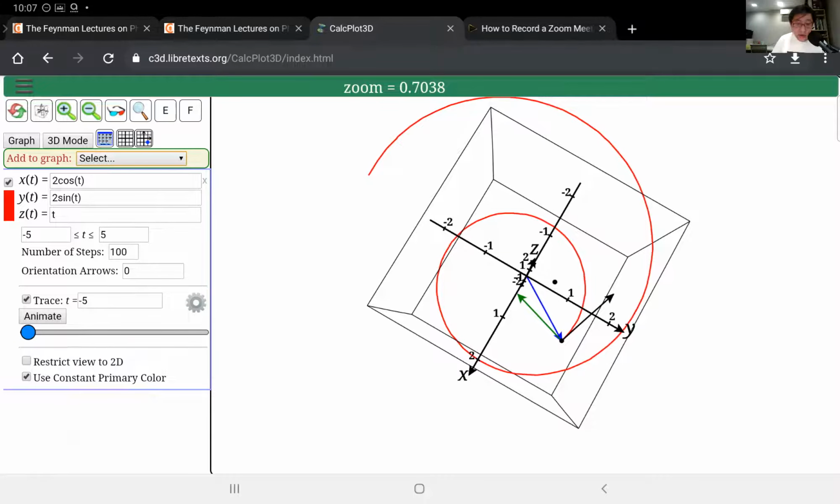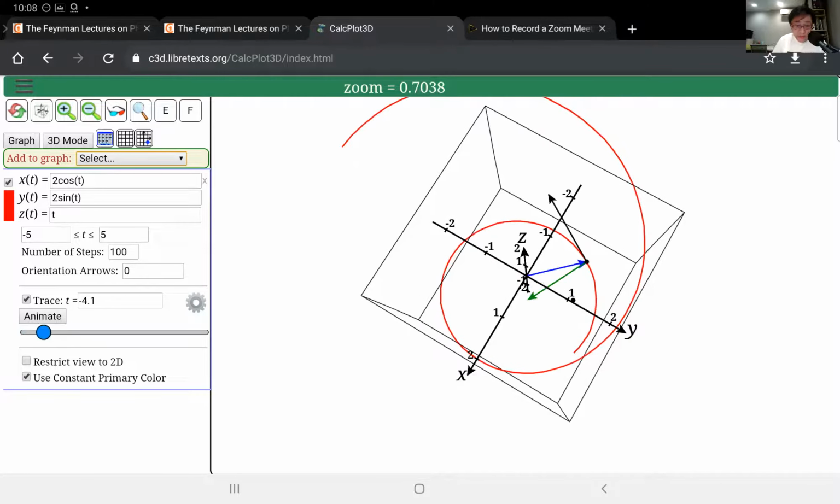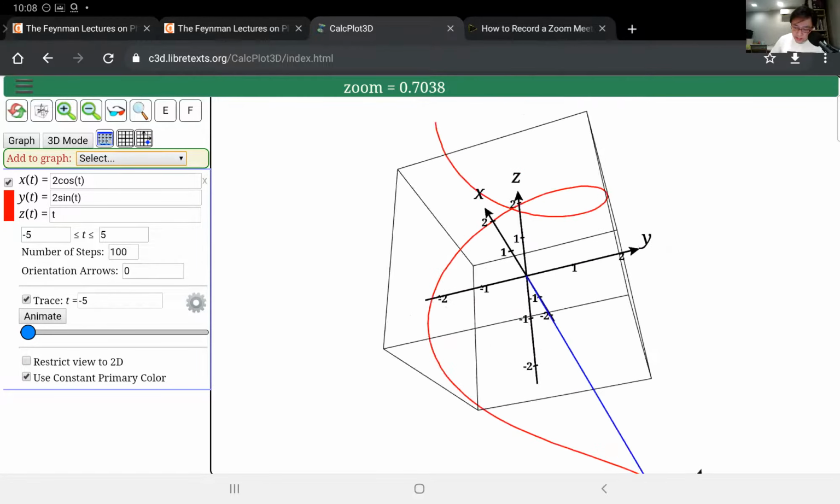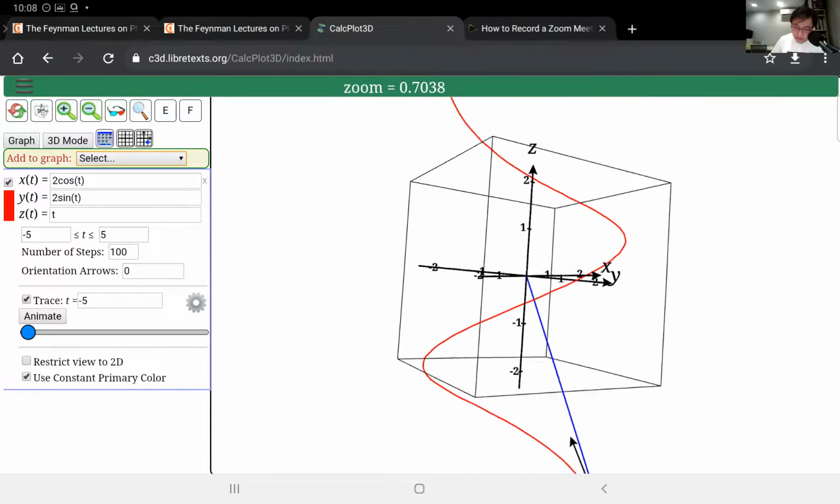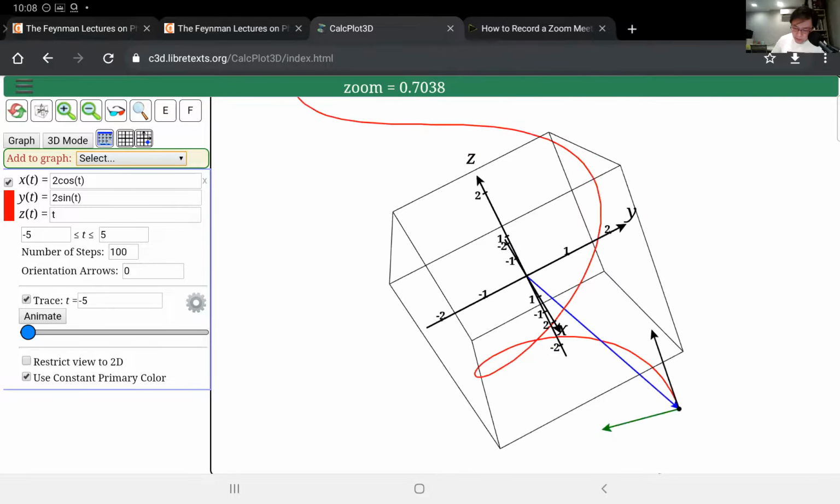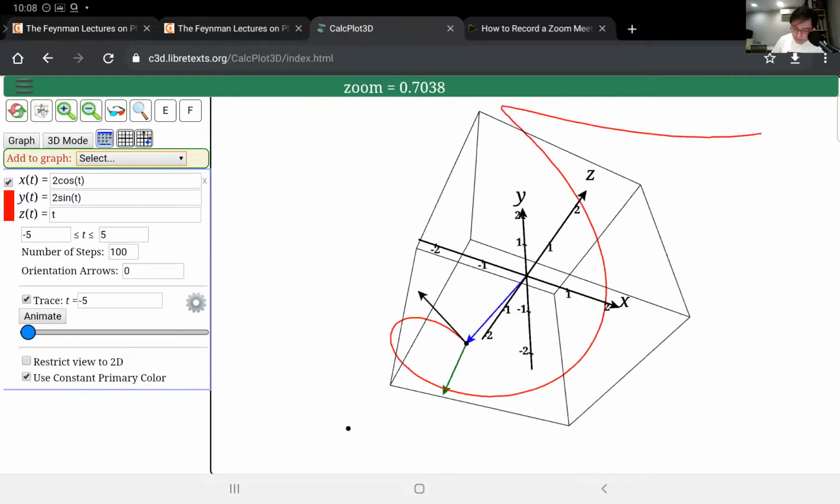When you select that, you can have the x component, y component, and z component written in terms of the parameter t. I'm going to use the latest exercise here. I'm just going to put x equal to 2 cosine t, y equal to 2 sine t, and z equal to t. This software allows you to adjust t, so I can adjust the value of t within the range that you want. If you look at this one, this is the helical curve that I was talking about.